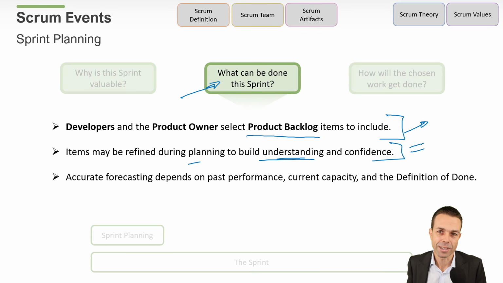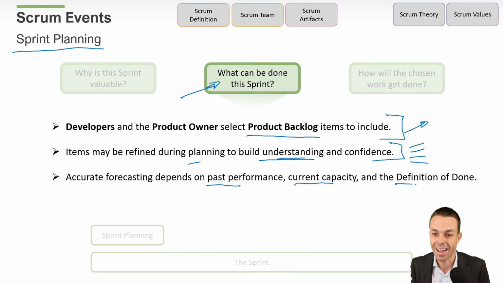But for me personally, I prefer to do backlog refinement before sprint planning and to make sure that everything is nice and ready, make sure we have a good product backlog and it's properly refined so we're ready to go. Accurate forecasting depends on past performance, current capacity, and the definition of done. Now, again, a lot of words here. Now, what does that mean in the real world?